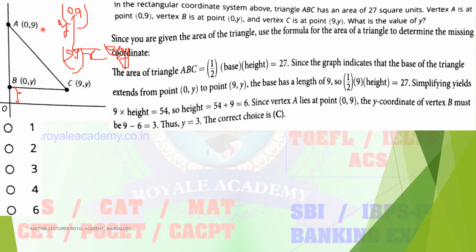So that you have to determine. Okay, so half into base is 9. Why? Because this is the x axis, 9. So 9 into height, we don't know. The total height we can determine. So height is how much? So 54. So 27 into 2, that is nothing but 54, divided by 9 is nothing but height is 6.